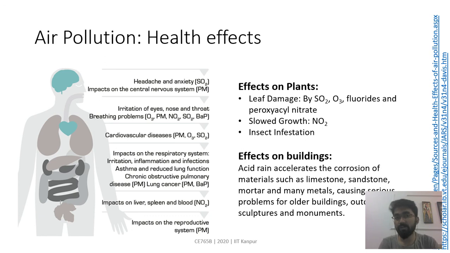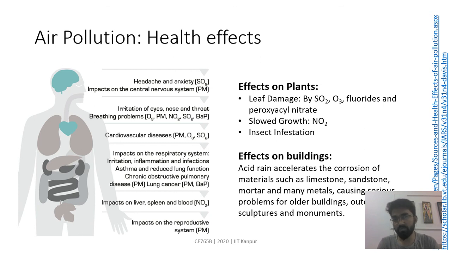So these pollutants are not only limited to human bodies, but they also affect plants and buildings. For example, leaf damage is done by SO2 or ozone, fluorides, and peroxyacyl nitrate. Then slowed growth is due to NO2. Then insect infestation, there's one other thing. Then effects on buildings: acid rain.